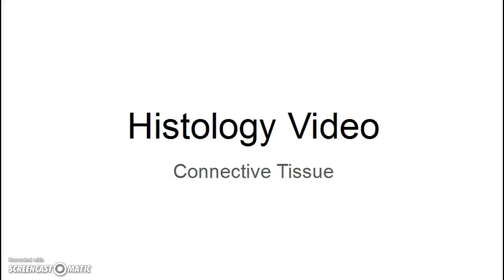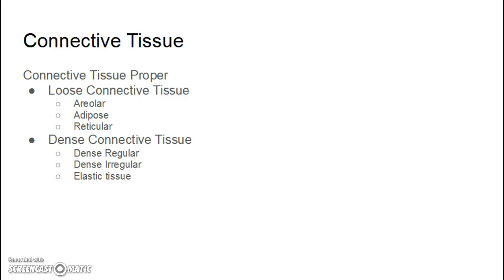This video will demonstrate the location and certain characteristics of connective tissue. So there are several different types of connective tissue, and to be classified in this group, there has to be living cells surrounded by a non-living matrix. And we have several different types of connective tissue.